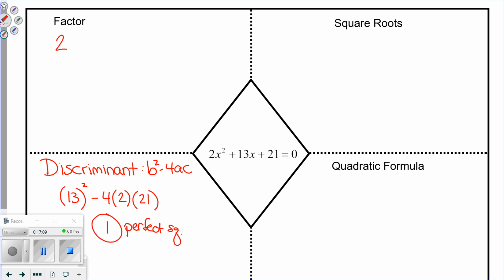So let's go ahead and factor. So we have 2x squared plus 13x plus 21 equals 0. Is there a GCF? No.